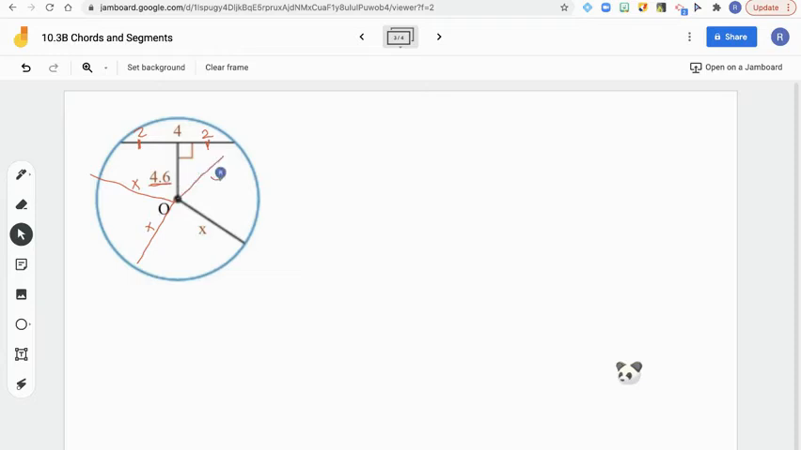And notice that now I've made a triangle. I have a leg that's 2. I have a leg that's 4.6. And I'm trying to find this hypotenuse. And this is where that Pythagorean theorem is going to come back. So we want to solve for X. We want to find this radius. So we can use those properties, those theorems. We know that one leg is 2, and the other leg is 4.6, and we're trying to find that hypotenuse. So let's find 4.6 squared, which is 21.16.